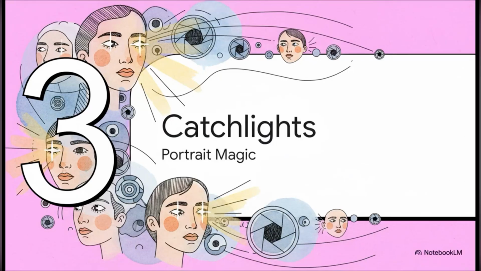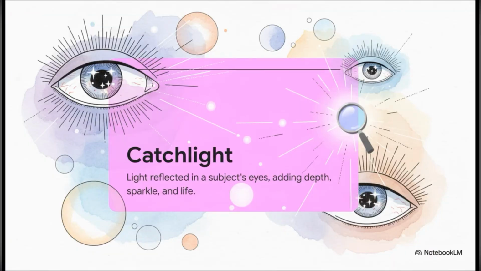All right, let's pivot to Phase 3, Catch Lights for Portrait Magic. So the crucial point is really about bringing your subjects to life. If you want to capture true emotion and create soulful portrait photography, you absolutely must master the catch light. What is it? It's simply the light that's reflected directly in a subject's eyes. It might seem like a tiny, almost insignificant detail, but adding that little reflected sparkle gives the eyes immense depth and life.